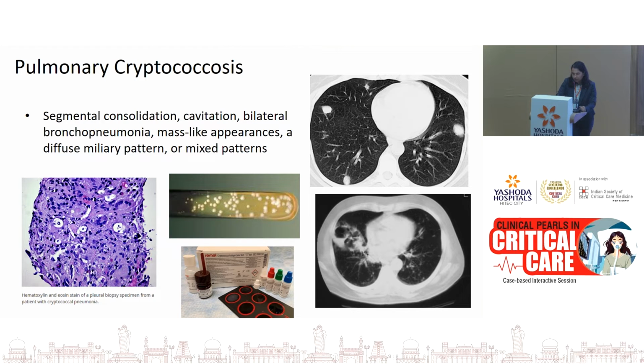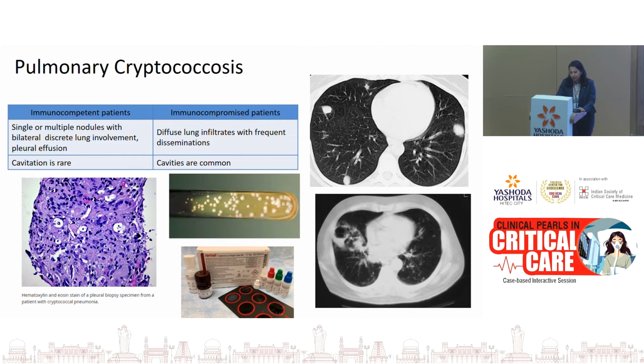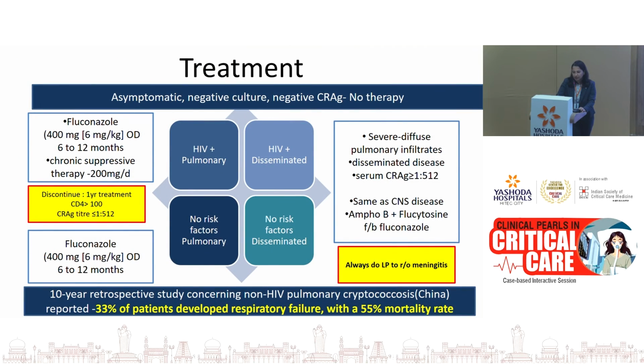On the tube you can see the cultures, and the below one is the antigen test which we undertake, and the antigen test has good sensitivity and specificity. In immunocompetent patients, it usually presents as single or multiple nodules with bilateral discrete lung involvement and pleural effusion, whereas in immunocompromised patients, it is diffuse lung infiltrates, usually with dissemination, and cavitations are more common in the immunocompromised patients. The treatment modalities are different.